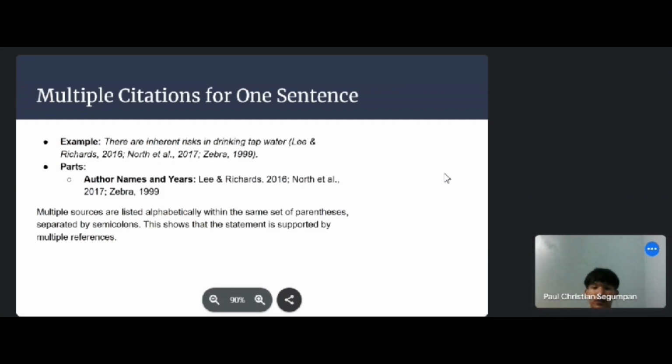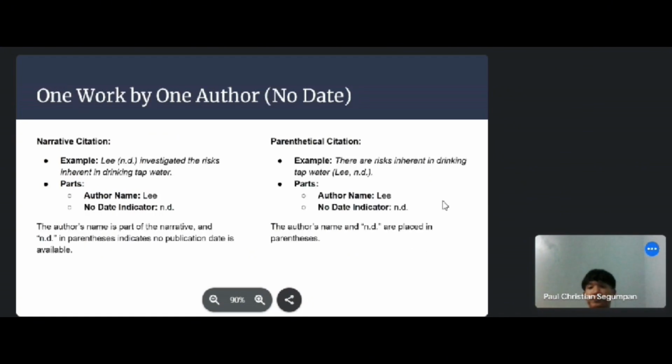And we have multiple citations for one sentence. For example: there are inherent risks in drinking tap water (Lee & Richards, 2016; North et al., 2017; Zebra, 1999). The explanation for this is that multiple sources are listed alphabetically within the same set of parentheses, separated by semicolons. This shows that the statement is supported by multiple references.